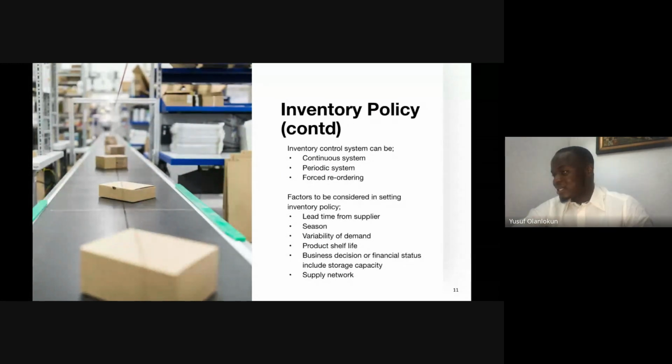Then there's periodic, when you only limit your ordering to the end of the month or a particular time, maybe the end of every week. That means you go to the system and generate all the products that you need to top up to max. And the last one is forced reordering, when you need to generate a kind of emergency order. Let me quickly run through. There are some relatable experiences that I would like to highlight.